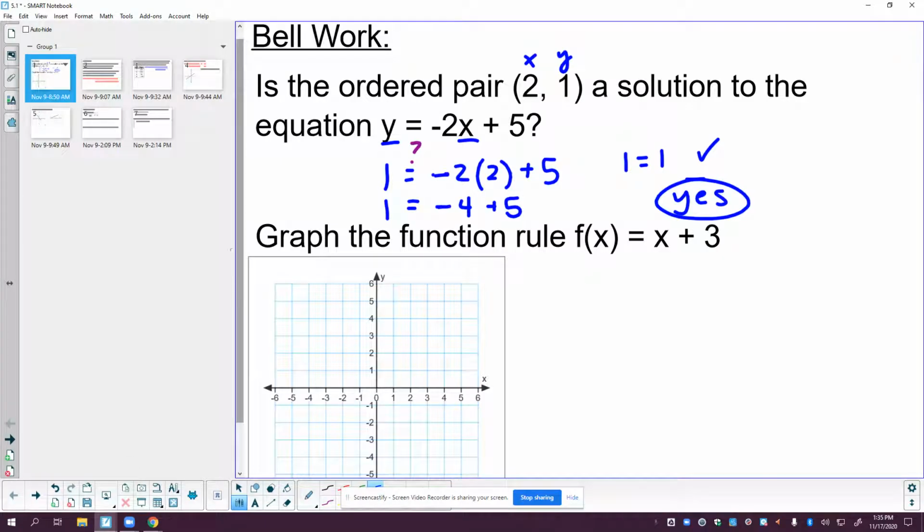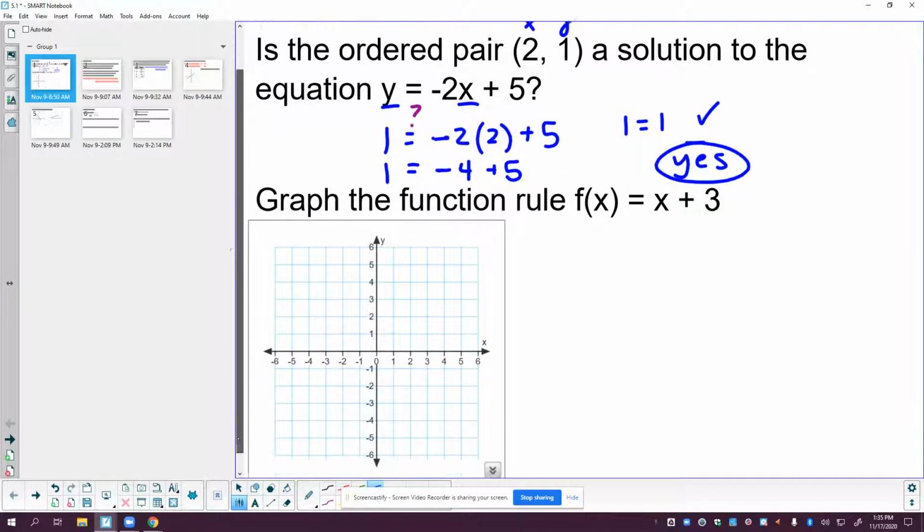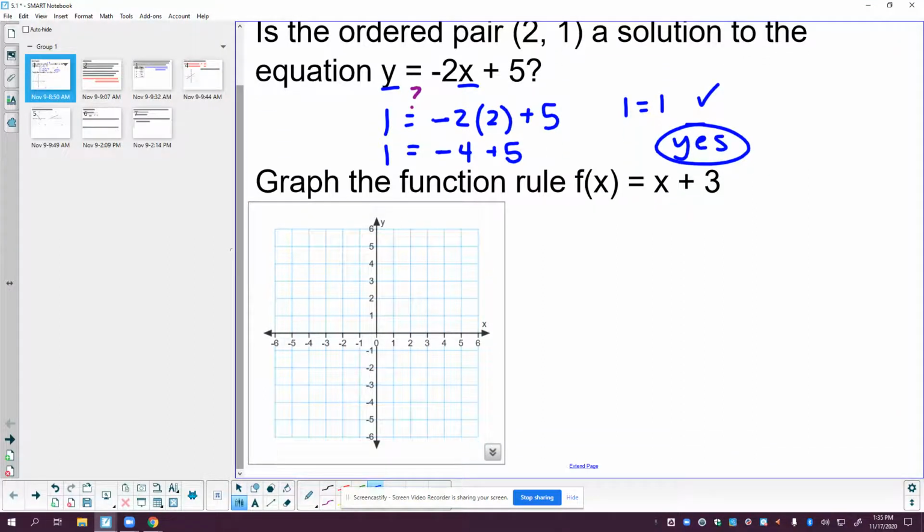So the second part of the bell work was to graph the function rule. So f of x is equal to x plus 3. Whenever I'm graphing this, this is like having y equals x plus 3. If I'm going to graph this, I'm going to start with the y-intercept, which is 3. And then my slope is the number in front of x, which is like 1 or 1 over 1.